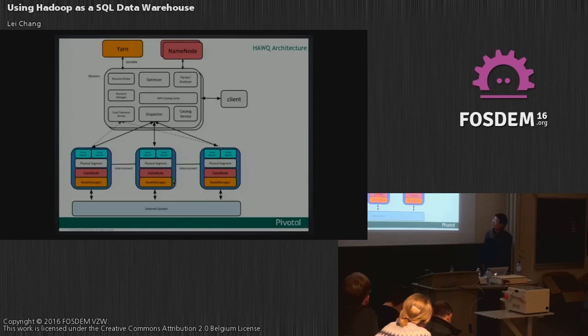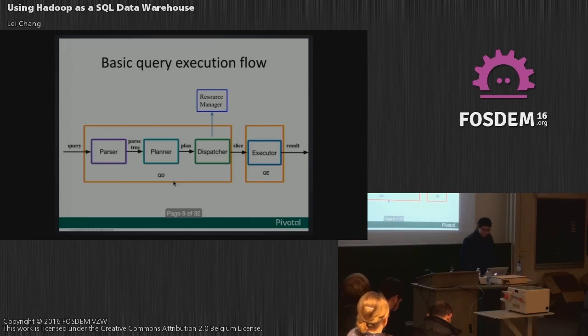For external systems, we use PXF, the Pivotal Extension Framework, to connect to external systems and access data. For example, it can be HBase, it can be Oracle, it can be any other databases or any other systems. So this is the overall architecture of HAWQ.